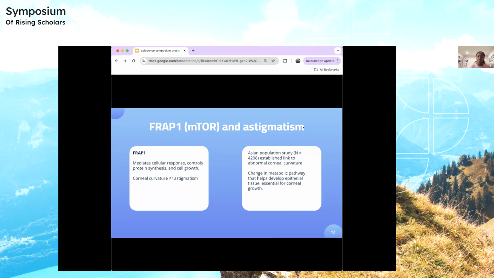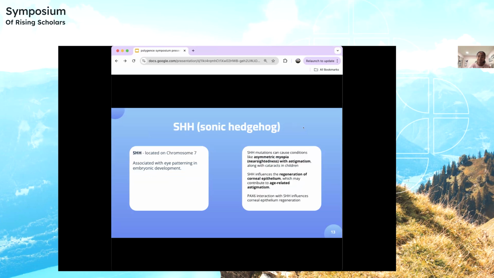And what I found interesting is that FRAP1 contributes to the change in the metabolic pathway that helps develop epithelial tissue. And this epithelial tissue is a main factor for what causes corneal growth at birth. So the connection between FRAP1 and its effect on epithelial tissue could be another connecting point to how FRAP1 could be a cause for astigmatism.